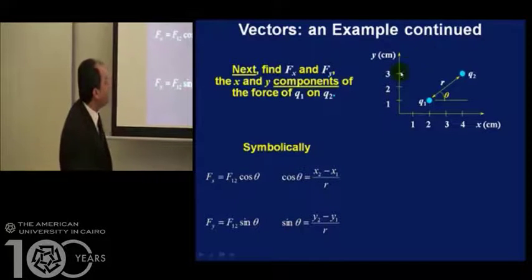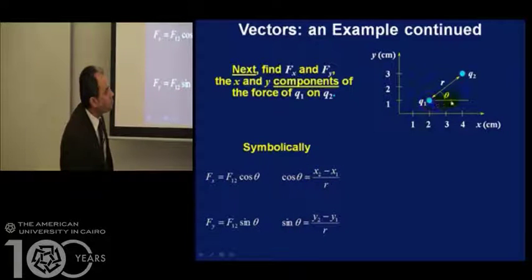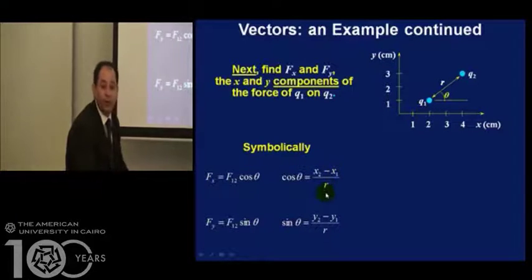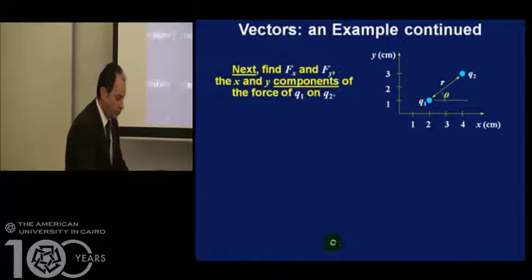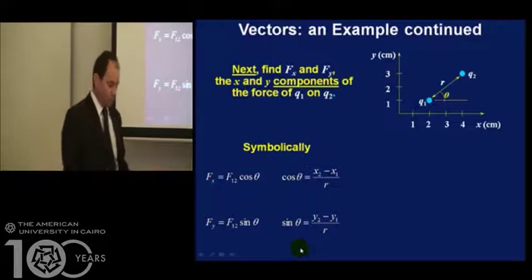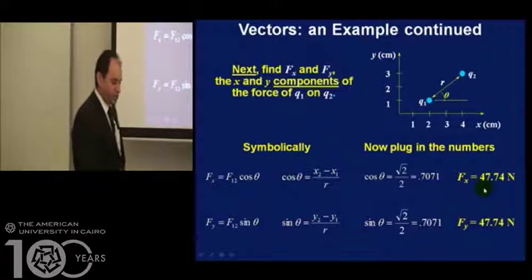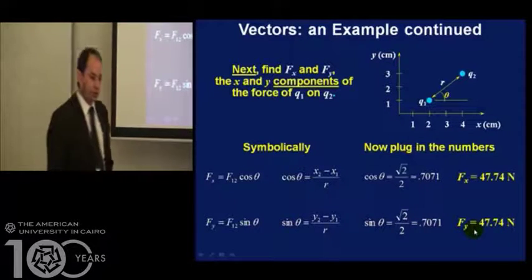So all we have to do is find cosine theta, and simply that's x2 minus x1 divided by r. We know r, we just calculated r a minute ago. Then we know what x2 and x1 are, so we can simply find cosine theta and sine theta and plug in the numbers again. We'll find the two components of the force, and the two components are going to be 47.74 Newton, and that's the force along the x-axis, and the force along the y-axis is going to be 47.74 Newton as well.